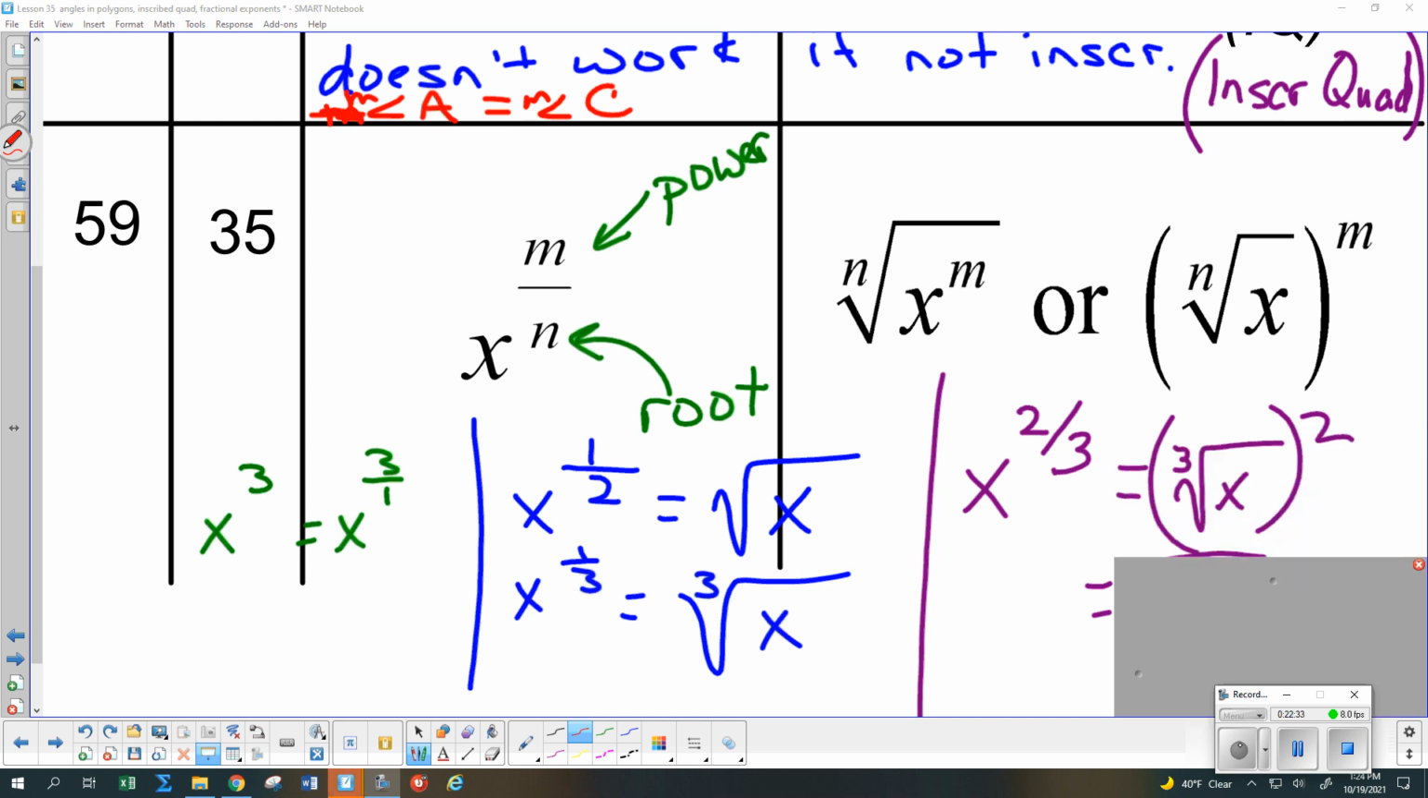We can either take the cubed root first and then square it, that's usually easier, or we can square it first and then take the cubed root, and we get the very same thing. So numerator is power, denominator is root when we're talking about fractional exponents. So let's run through a few. The faster you guys help me go through these, the faster we'll get done with our notes.